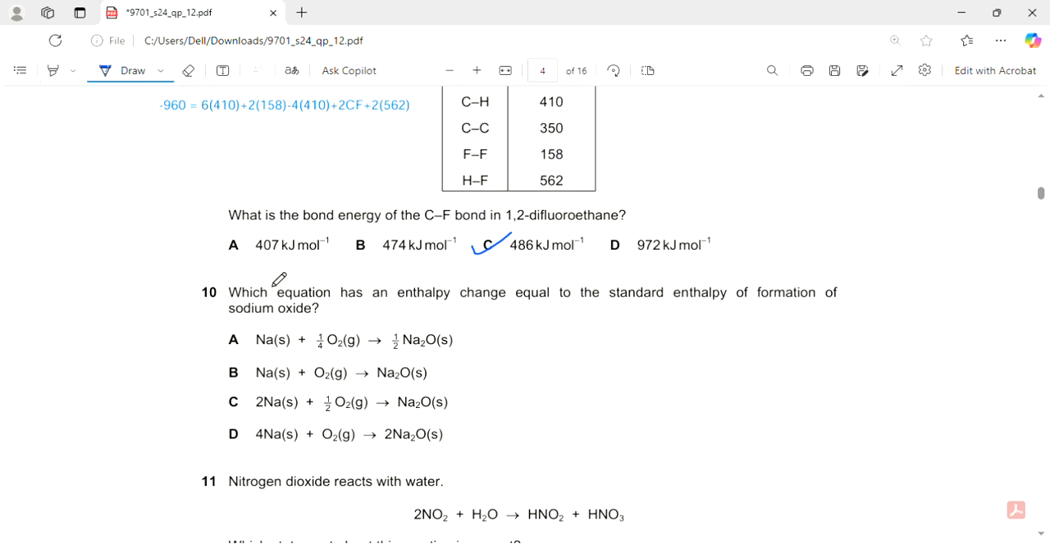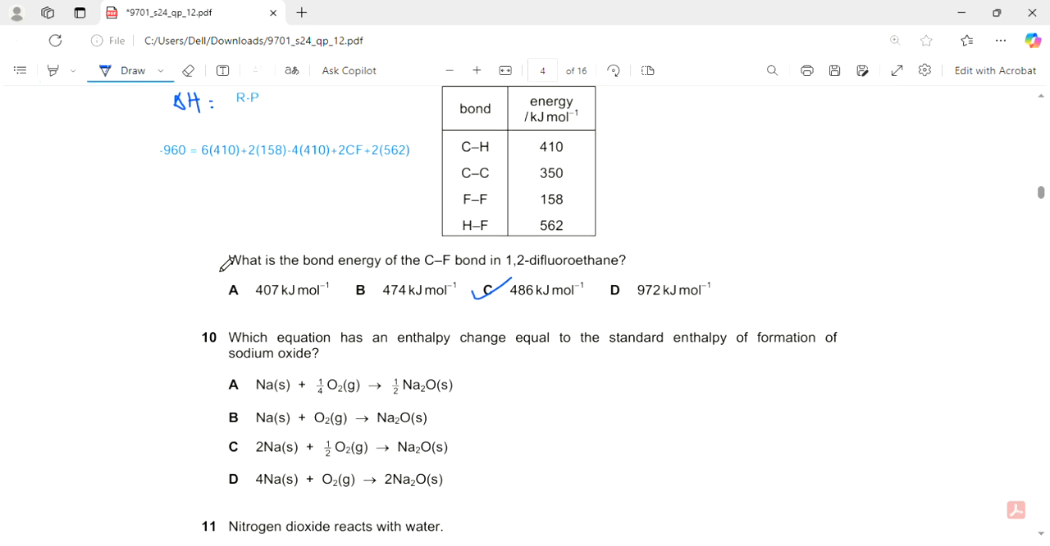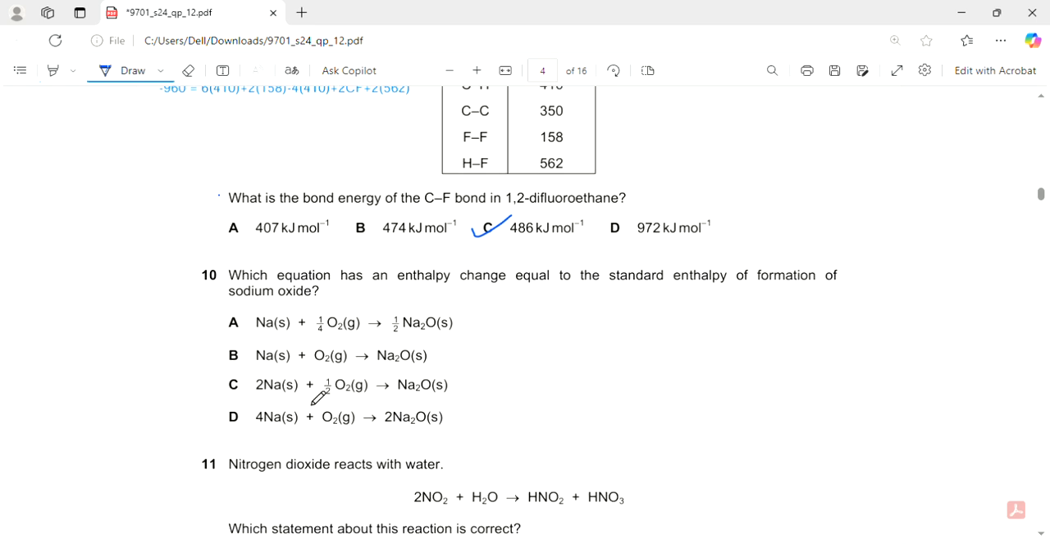So move to the next part. Which equation has an enthalpy change equal to the standard enthalpy change of formation of sodium oxide?